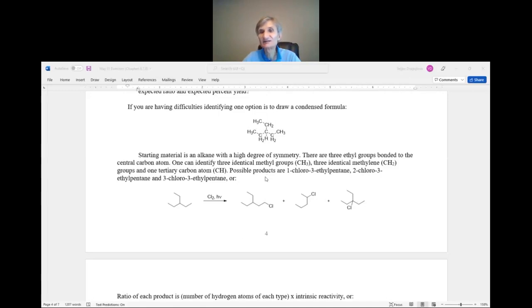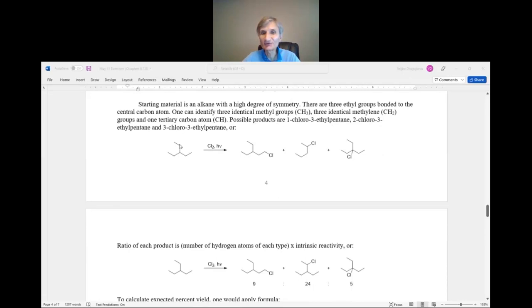There are 6 secondary hydrogens. Those are CH2 groups. These CH2s have to be shown vertically. There is no room to show them differently. So CH2, CH2, CH2, 6 secondary hydrogens. These are carbons bonded to 2 other carbons. Those are secondary carbons. So there are 6 secondary carbons. And we have 3 methyl groups, 3 CH3 groups. There are 3 primary carbons, or 9 primary hydrogens.